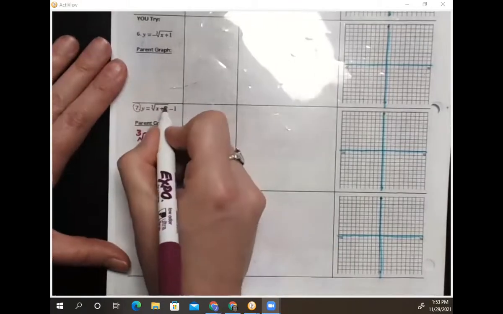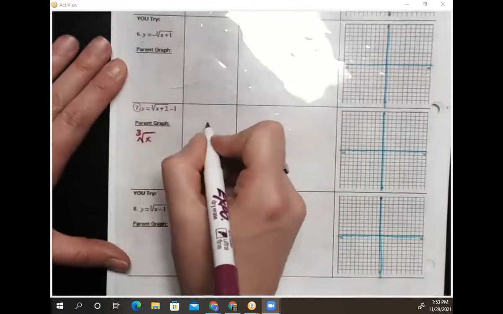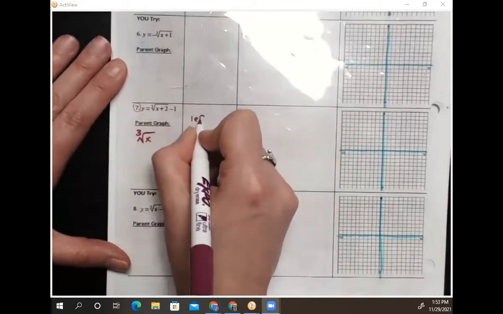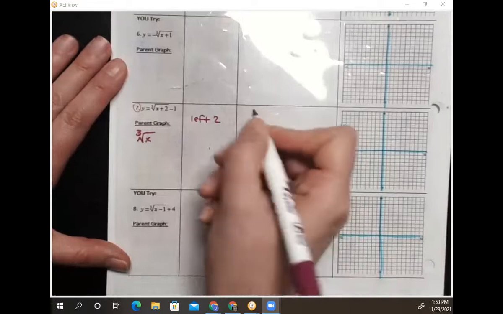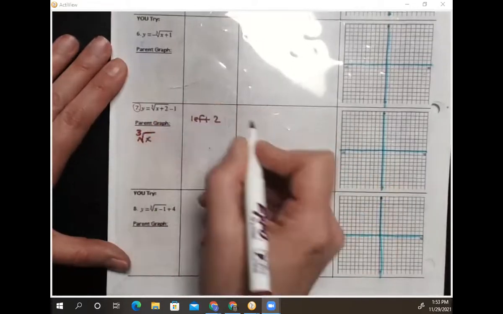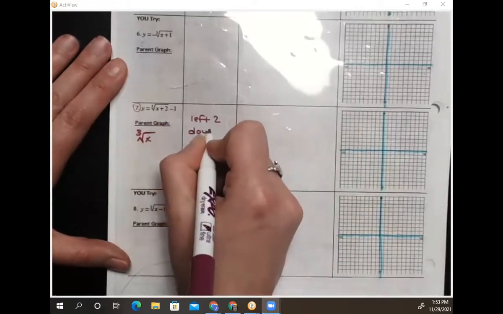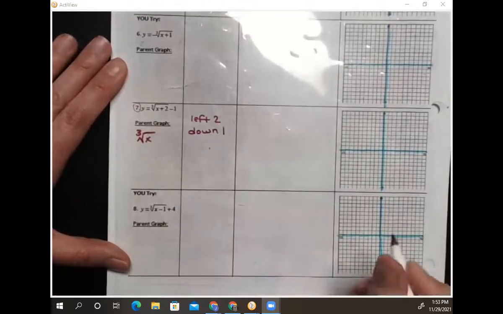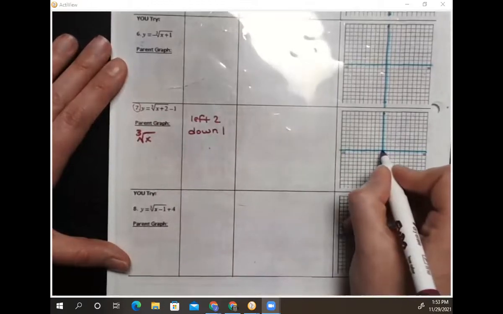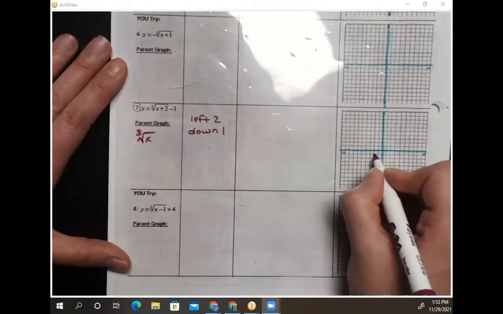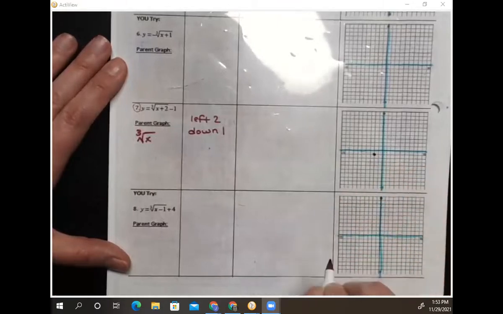So I have plus 2 here. That's going to move me to the left 2 places. And then my minus 1 outside of the root will move me down 1 spot. So my key point, which should be at 0, 0, is going to move to the left 2 and down 1.